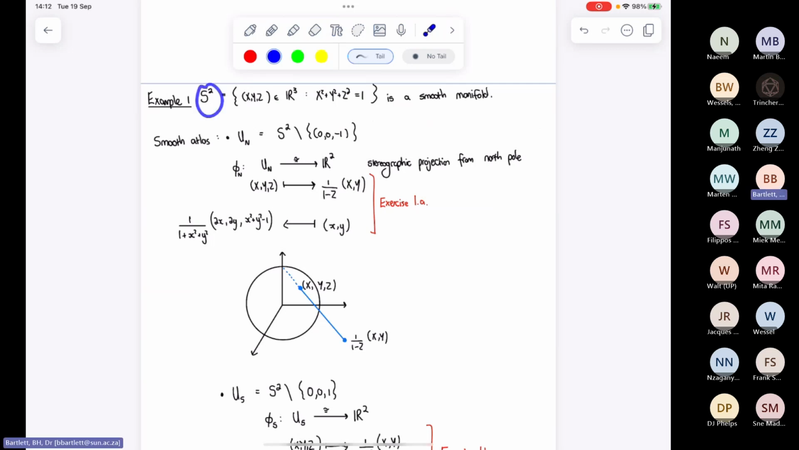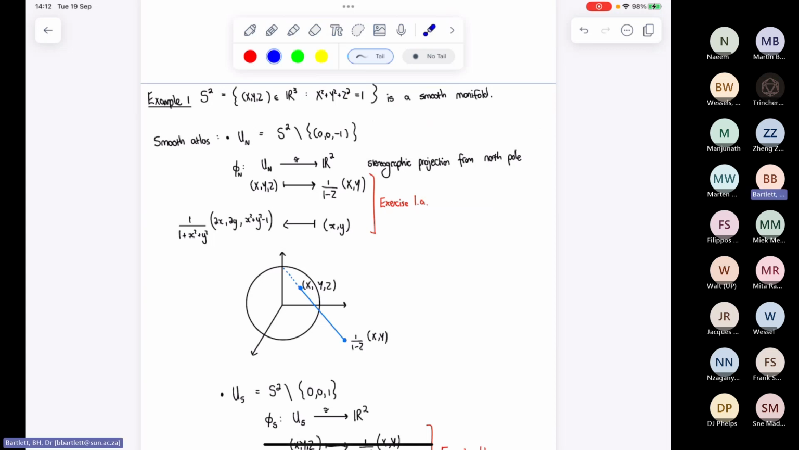Okay, so let's keep thinking about this two-sphere. What is the two-sphere? It's just the set of points in R^3 which have norm 1. The claim is that this topological space with the subspace topology is a smooth manifold. So I can put a smooth atlas on it. How am I going to define the smooth atlas?